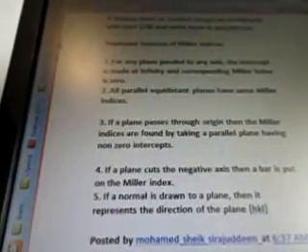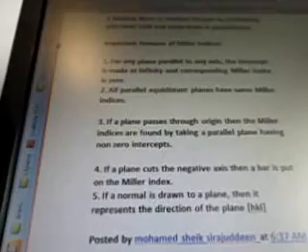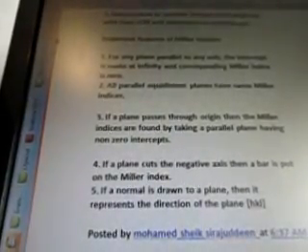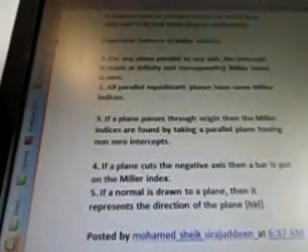For any plane parallel to any axis, the intercept is made at infinity and corresponding Miller index is 0. All parallel equidistant planes have same Miller indices. If a plane passes through origin, then the Miller indices are found by taking a parallel plane having no non-zero intercepts. If a plane cuts the negative axis, then a bar is put on the Miller index. If a normal is drawn to a plane, then it represents the direction of the plane.